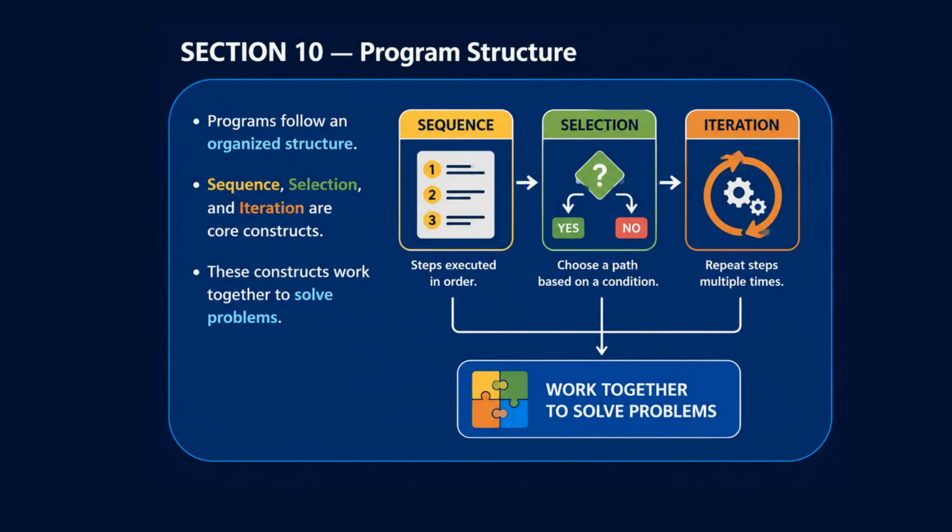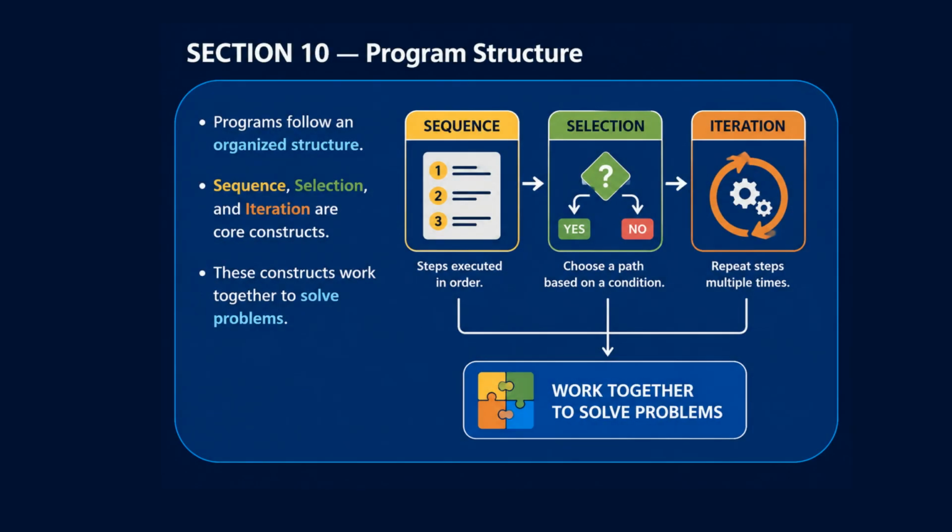In programming, every program follows an organized structure to solve problems step by step. There are three main programming constructs: sequence, selection, and iteration. Sequence means instructions run in order, one after another. Selection allows the program to make decisions using conditions, such as if and else statements. Iteration repeats instructions multiple times using loops like for loops and while loops.